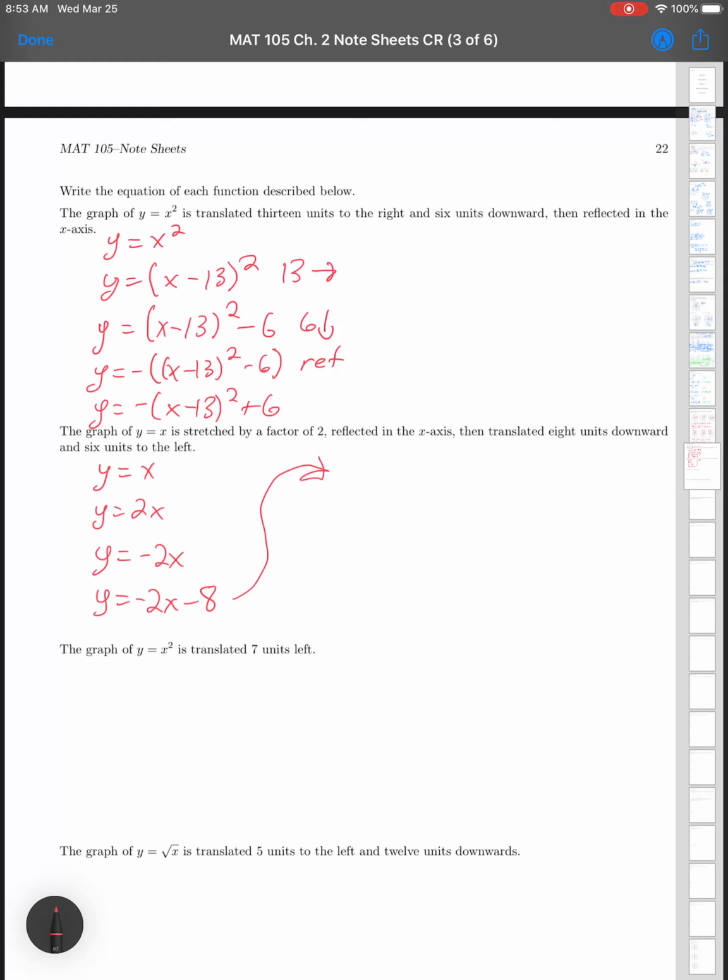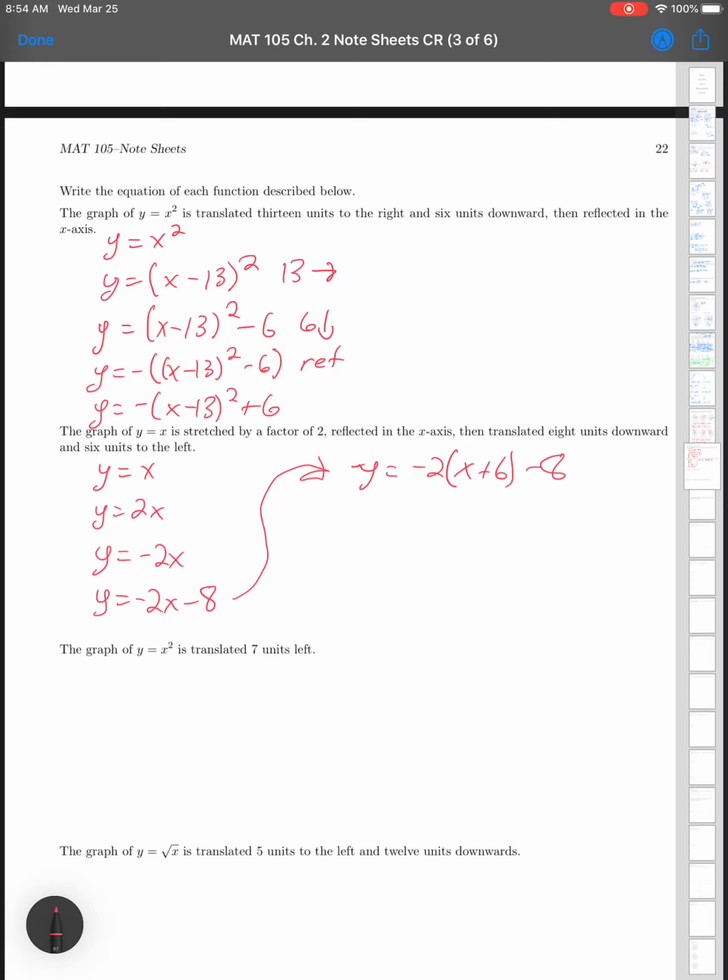And then we want to go 6 units to the left. So the thing you want to remember about going left and right is you want to do it before you do anything else. So to go to the left, we add 6 to x before we do anything else. So it'd be negative 2 times x plus 6 minus 8. So inside the parentheses. And now because this is a linear equation, I can simplify it a little bit.